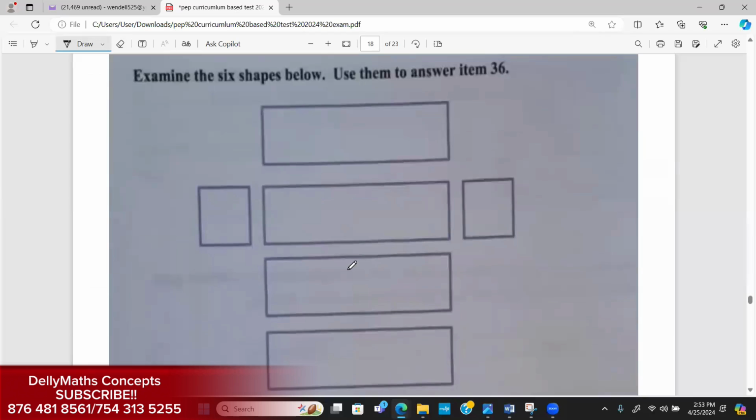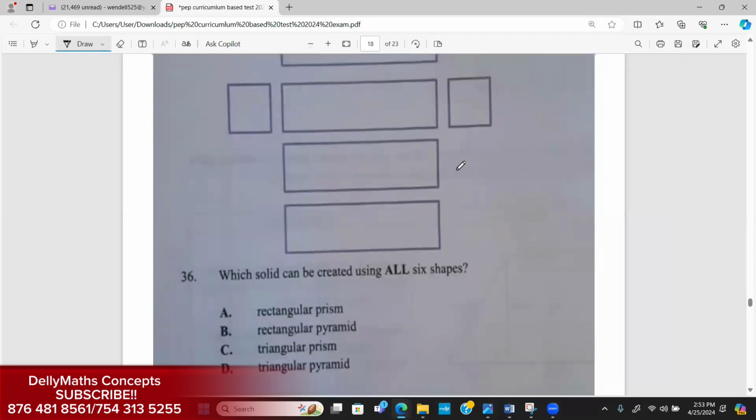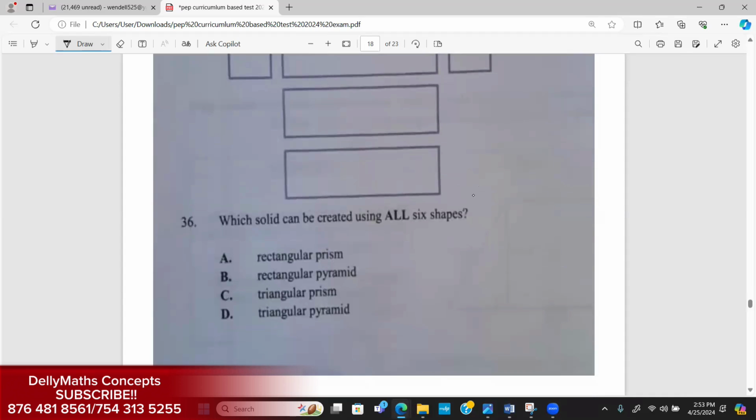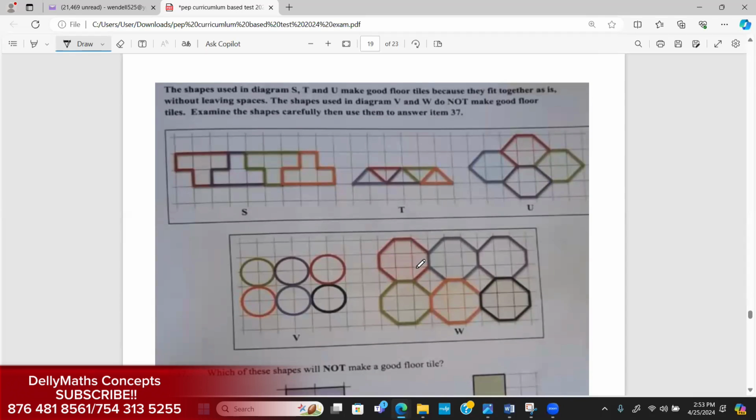Let's go 36. Examine this shape below. The 6 things below. Which solid can be created? Oh, it's the same solid we just drew. It's a rectangular prism. Where is that? Rectangular prism A. Here it is again. You remember this? We do this every week in class. If you break this up in parts and cut the edges and open it up, we call that the net. There it is.